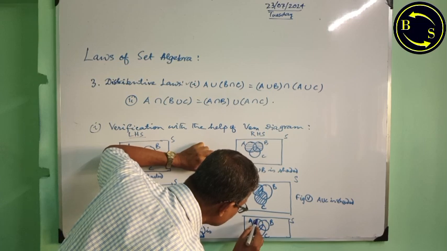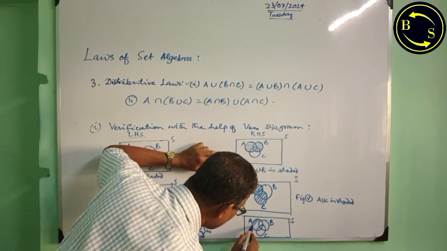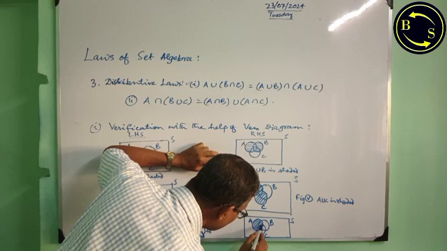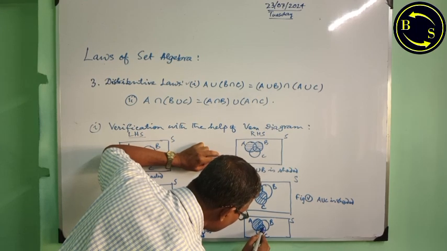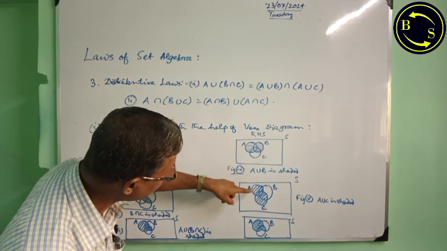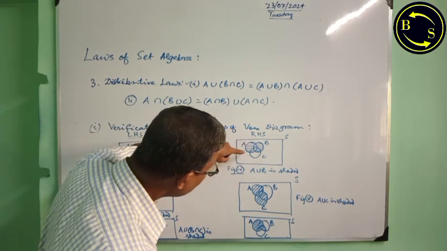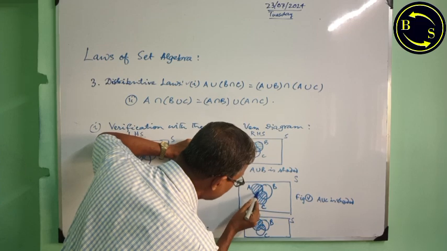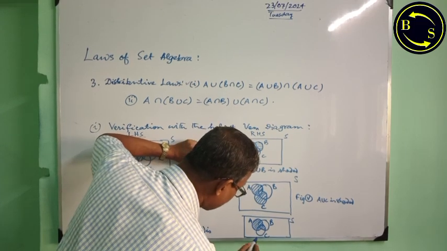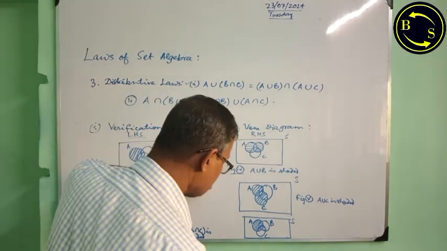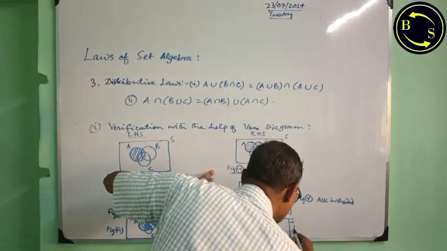Therefore, the final diagram, the final figure will be this one. A same, and this common part is present in both the diagrams. Therefore, the final diagram will be the shaded part. Figure 6.